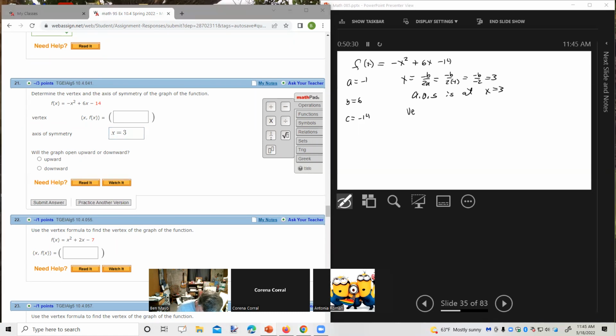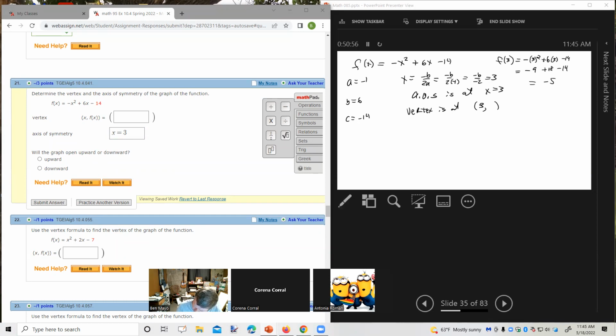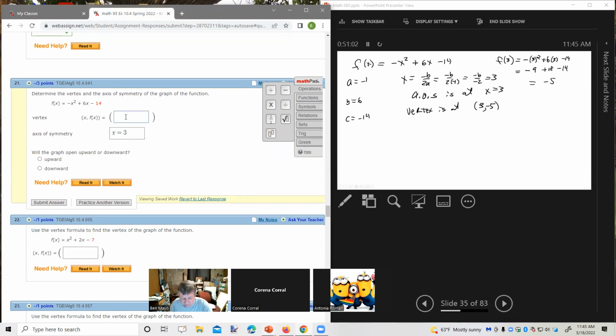The vertex is at 3 comma f of 3, which is negative quantity 3 squared plus 6 times 3 minus 14, which is negative 3 squared, which is 9. So negative 9 plus 18 minus 14, which is negative 5, I do believe. Let's see here. Yeah. Okay. So the vertex is at -3, -5.